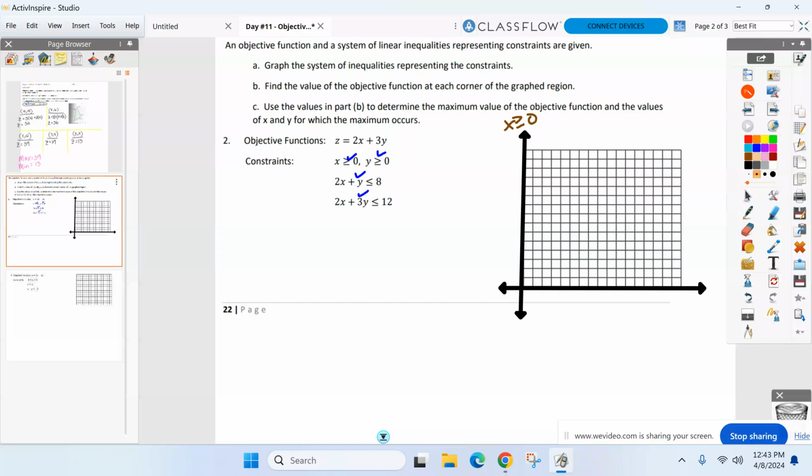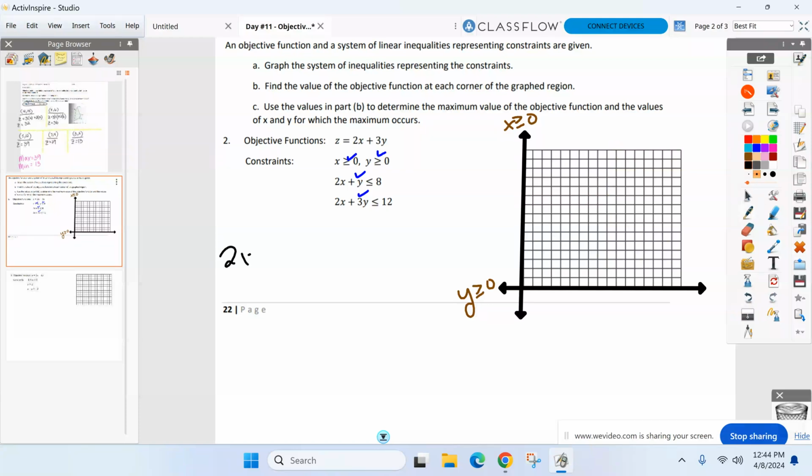You ready for the next one? Y greater than or equal to 0. Same thing, but on the x side. There you go, right here. Not shading, because you guys would shade this whole darn thing here. All right, not doing that. All right, now let's get real now with the shading.